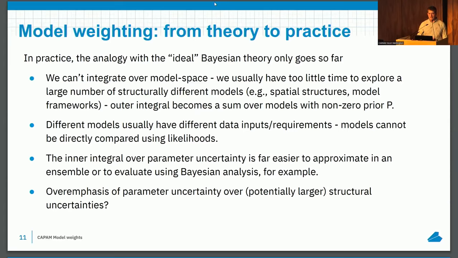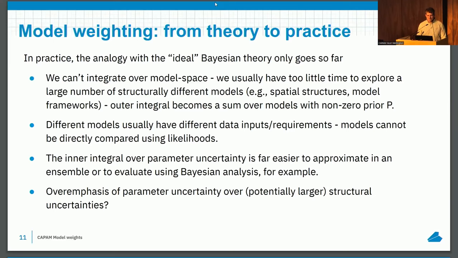It's a difficult task. So I think often the outer integral becomes a sum over very few models that you attach non-zero probability to, and everything else essentially has zero probability, at least for the time being. I guess different models often have different data inputs. So as we've already heard a number of times, you can't really just compare likelihoods for those models if they have very different data inputs. Obviously, they're not comparable in terms of their likelihood. And so again, the whole process doesn't really work all that well.